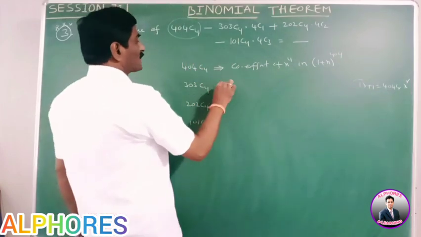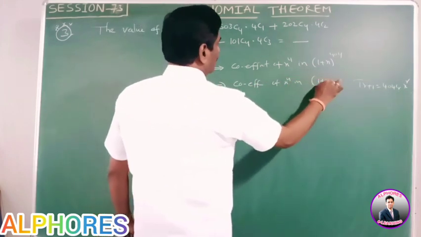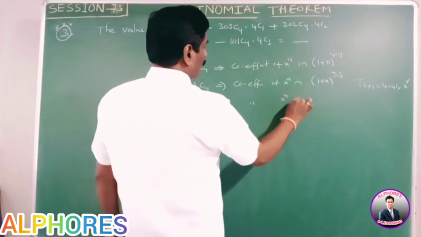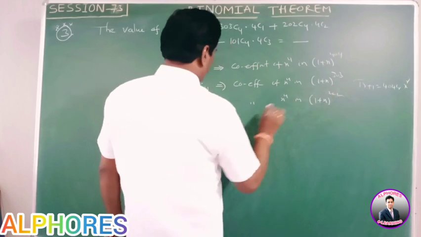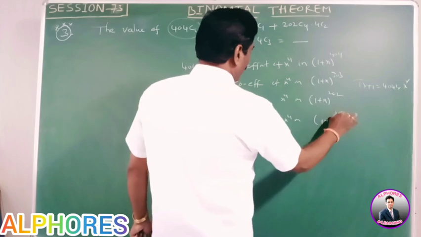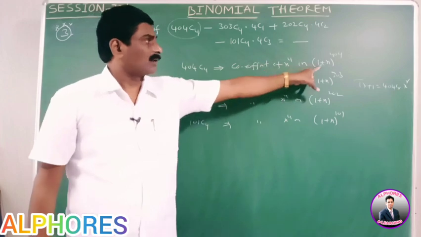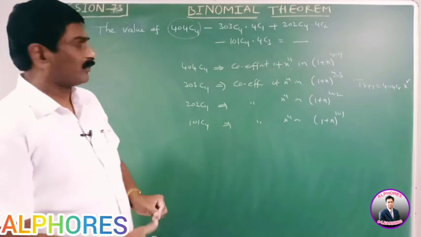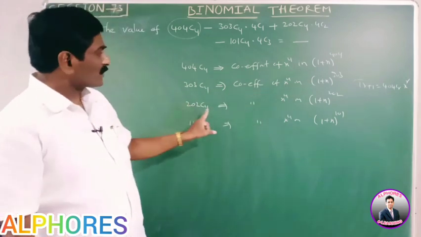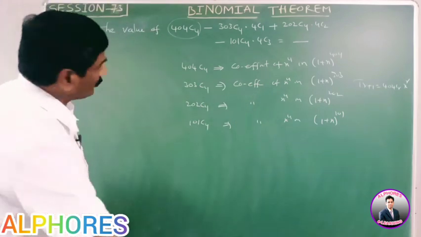Similarly, 303C4 is nothing but the coefficient of x power 4 in the expansion of 1 plus x whole power 303. Next, it is nothing but the coefficient of x power 4 in 1 plus x whole power 202. Next, it is nothing but the coefficient of x power 4 in the expansion of 1 plus x whole power 101. Please note these values. Okay. Now, coming to the problem.